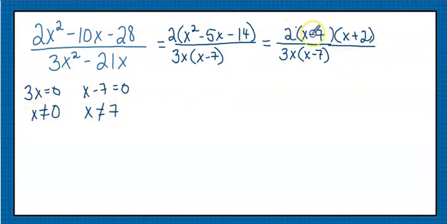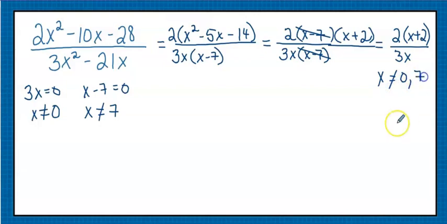But I can cancel out the x minus 7. I believe that's all I can cancel out on this one. So everything else just stays the same. And you can leave it in factored form. You don't have to multiply that 2 back in or anything. 2 times x plus 2 over 3x is the solution, or is the simplified version of this. So this equals this as long as x does not equal 0 or 7.